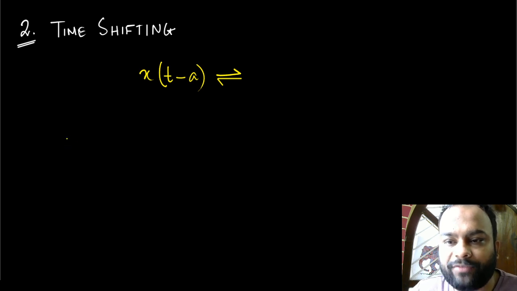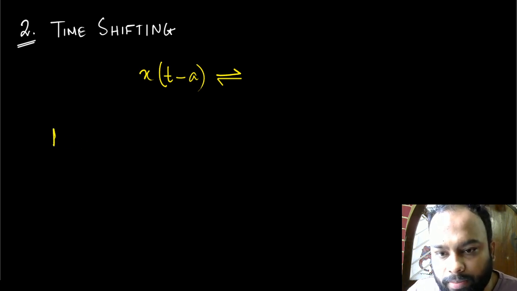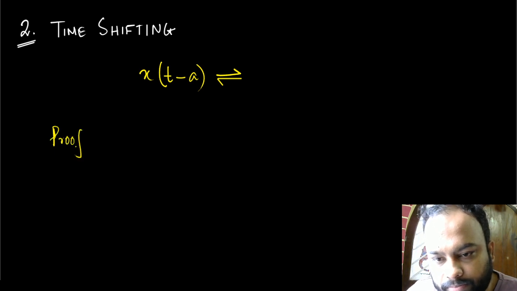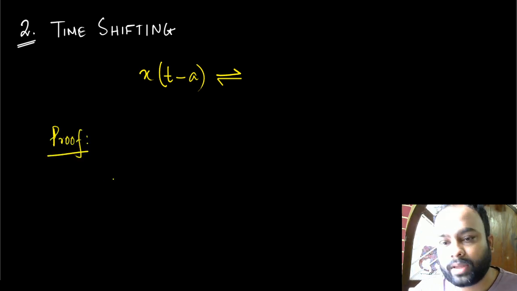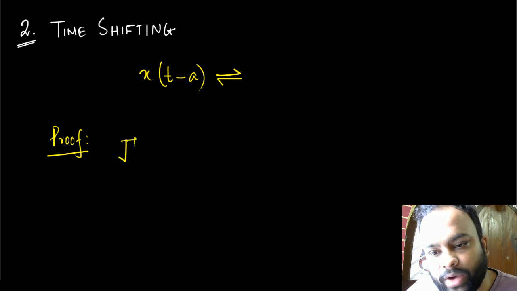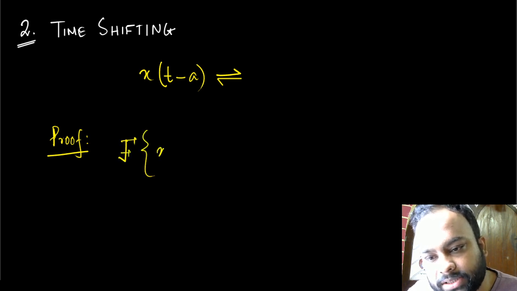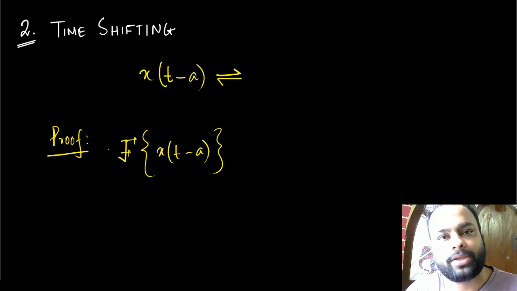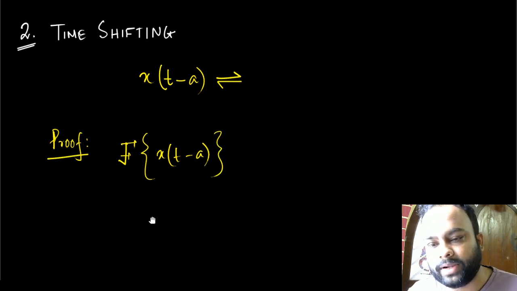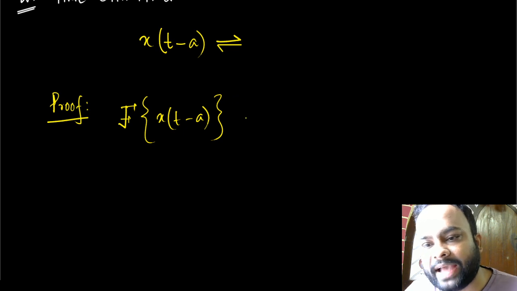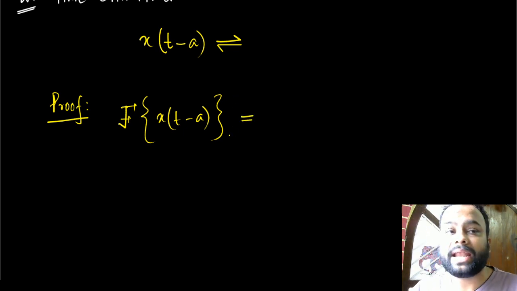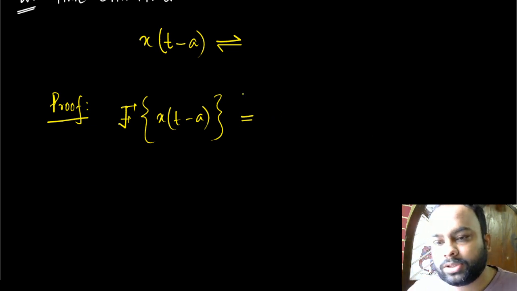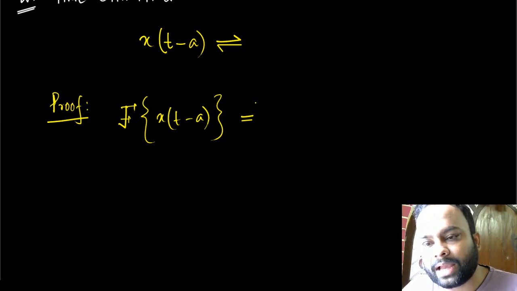So we are calculating the Fourier transform of this. Let's prove something. I'm writing a proof here, but I'm actually deriving it right now with you. We are trying to calculate the Fourier transform of x(t minus a), assuming that I know that the Fourier transform of x(t) is X(omega). So with that said, this is what we are calculating.